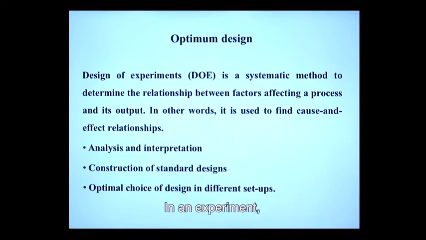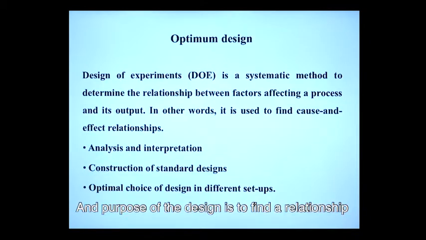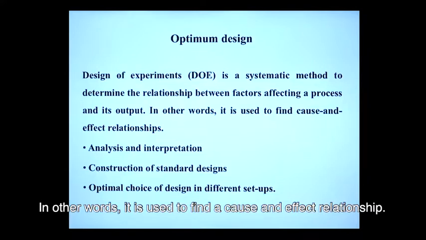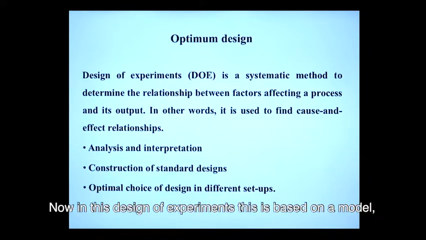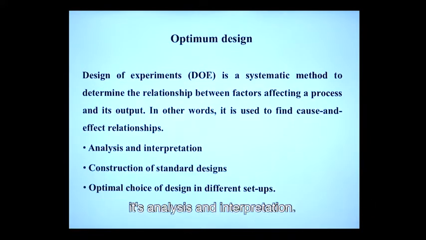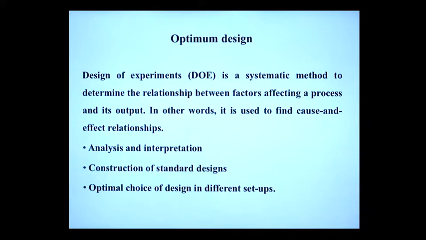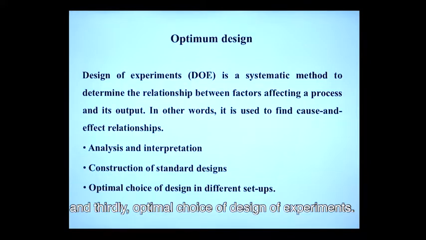In an experiment, there is a response which depends on a number of explanatory variables, and the purpose of the design is to find a relationship between this response and the explanatory variables. In other words, it is used to find a cause and effect relationship. Now, design of experiments is based on a model, its analysis and interpretation. There are different components: construction of standard designs, and thirdly, optimum choice of design of experiments.